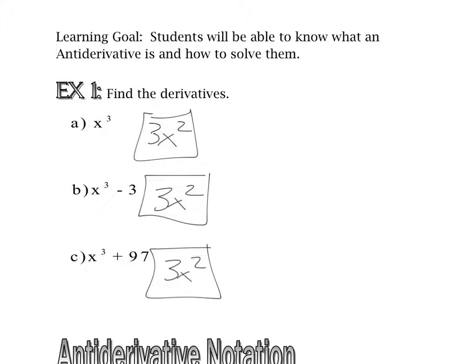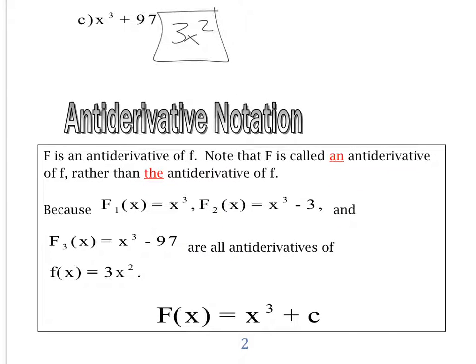Okay, the idea that we're looking for here is we have three different functions. The only thing that's different about these three functions is the constant that we added at the end. This one has no constant, so it's 0, -3, and 97, but the derivatives are all the same. And this is an important thing to keep in mind when we start to learn about the antiderivative.